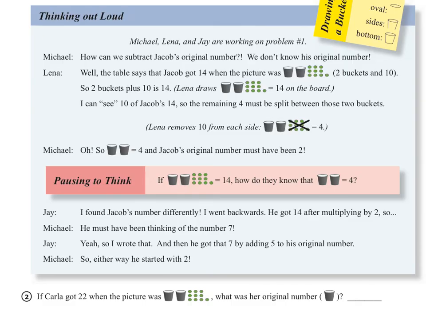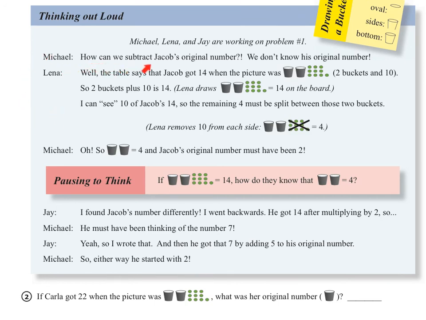As we go down the page, we have a thinking out loud. We will sometimes go through these, sometimes we might skip them, but they're a good way for us to look at different ways to solve the problems. They're set up as a conversation between some students. It's always going to be Michael, Lena, and Jay. And let's just look at the first part of this conversation.